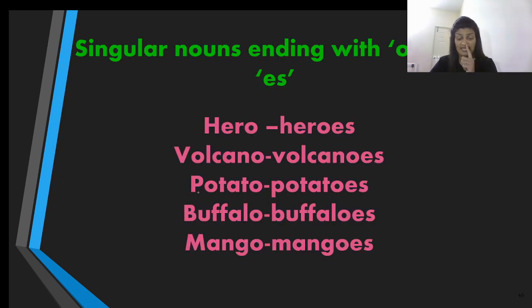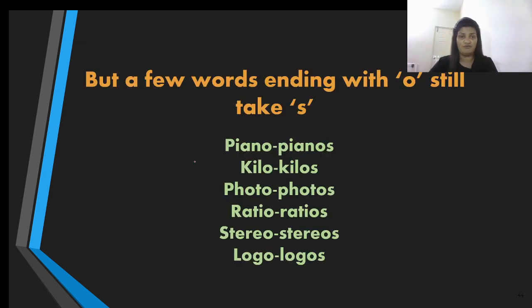Next is when the words end with O, like hero, volcano, potato, buffalo, and mango. The plural is completed by adding ES, like heroes, volcanoes, potatoes, buffaloes, mangoes. But there are a few exceptions. Even though the nouns end with O, they do not take ES. They just take S alone, no ES, like pianos, kilos, stereos and logos.